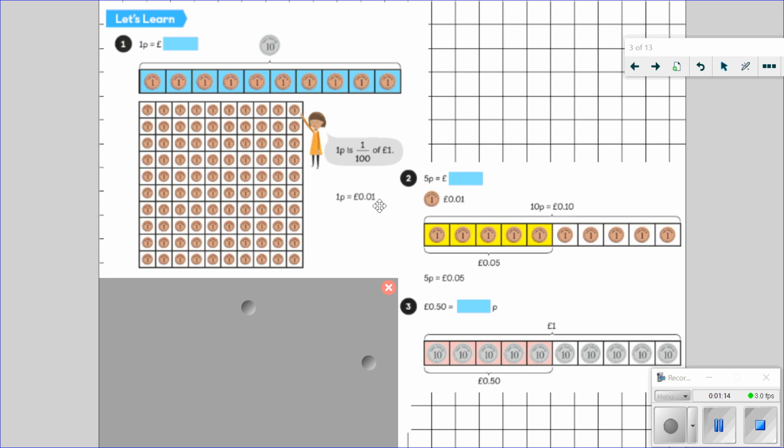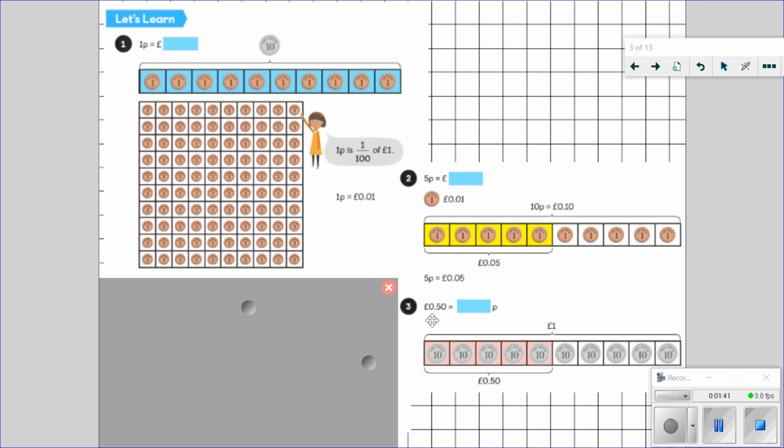That's right, we have a 1 in the hundredths column, 0.01. So how about 5p? There are 5 pennies in 5p, so there are 5 hundredths. And so here we can see 5p is written as 0.05, the 5 in the hundredths column.